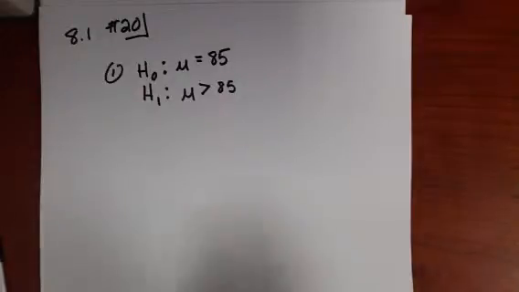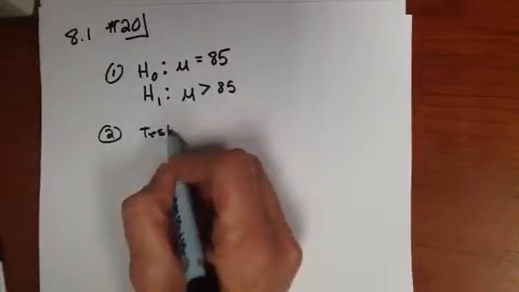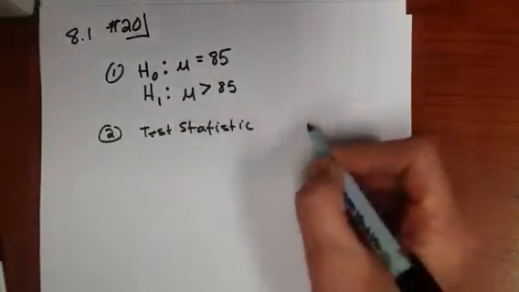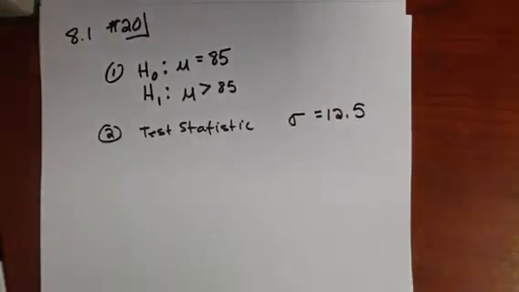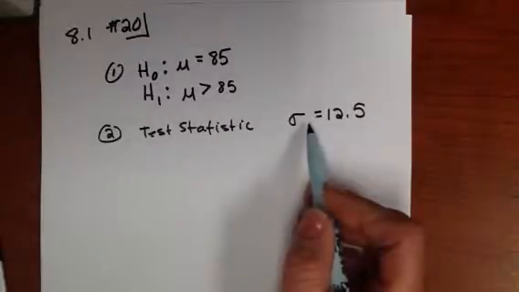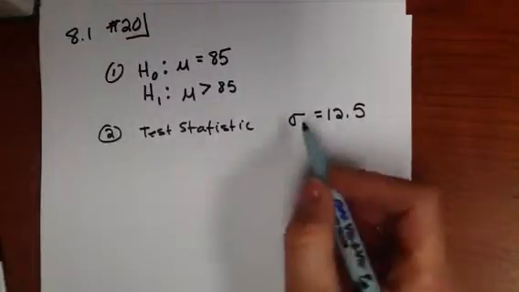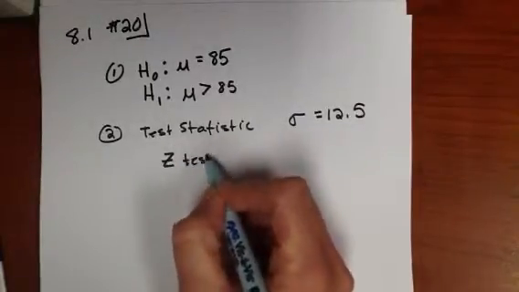My second step is the test statistic. Because this problem told us that sigma equals 12.5 from past experience, that's the population standard deviation. If it didn't tell me that, I'd have to use a t-test, but since it told me that, I'm going to use a z-test.